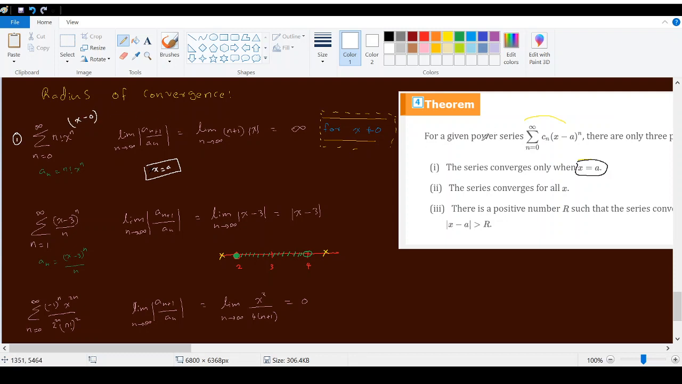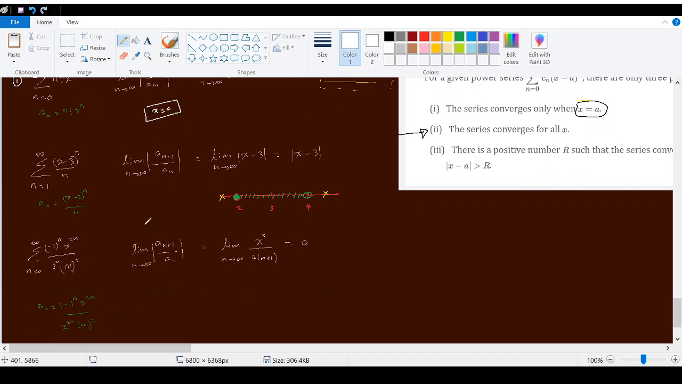So there can be some other power series with a different center point, and that will converge only at the given center point, right? When you are doing some more examples, you will get familiar with this idea more, right? And the second possibility is the series converges for all x, right? Now that goes with the third example.